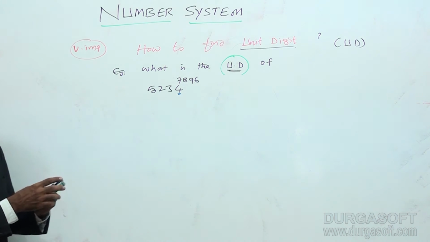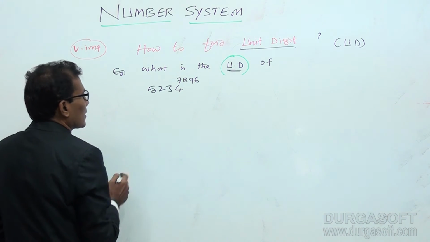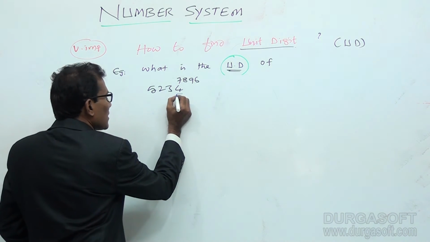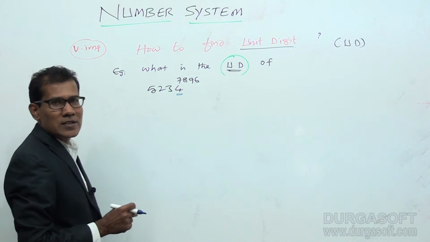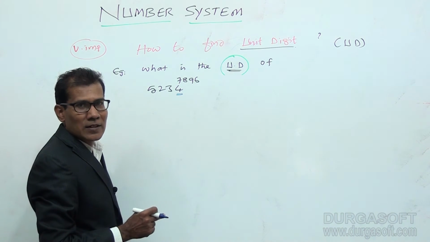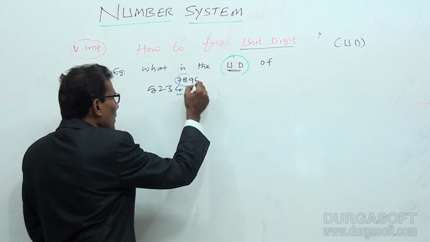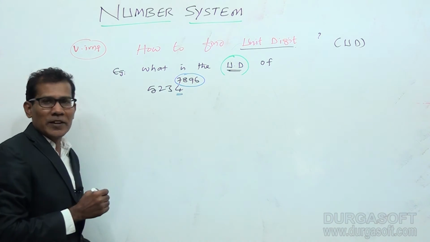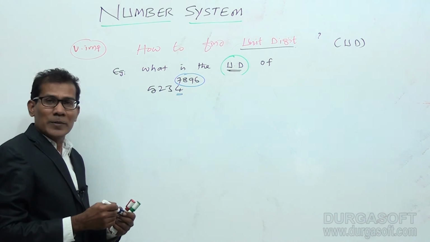Find out the unit digit of 5234 to the power of 7896. Just check what is the unit digit of the base. It is 4. It is not 0, it is not 1, it is not 5, it is not 6. Then what all we need to do is take this power and divide it by 4. When you divide this by 4, what will be the remainder?